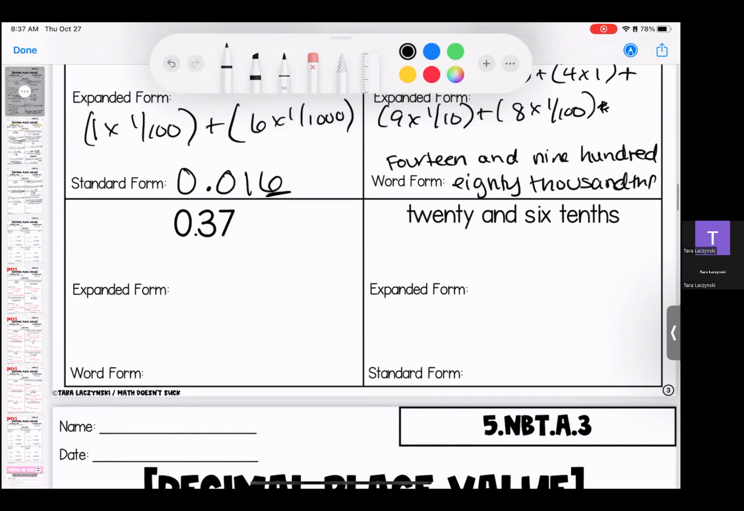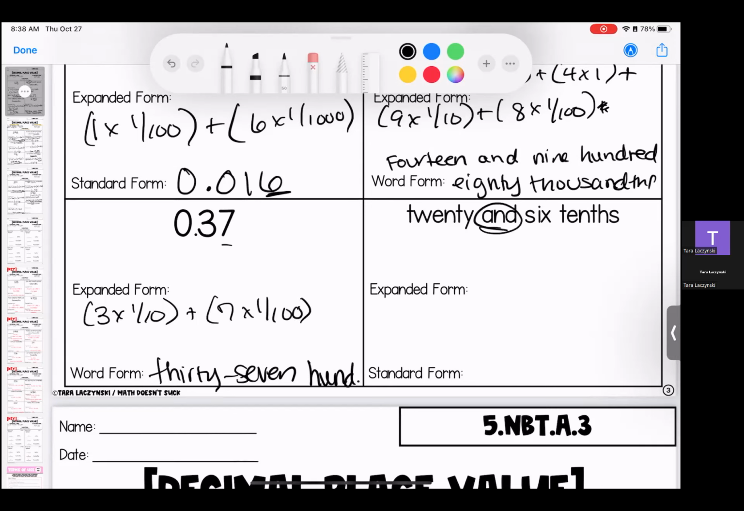2 more for this one. 37. Last digit is in the hundredths. So 37/100ths will be our word form. Expand it. We have a 3 in the tenths place and a 7 in the hundredths place.